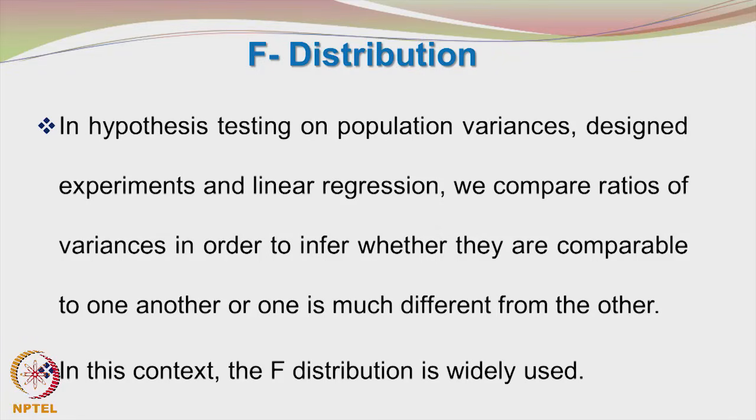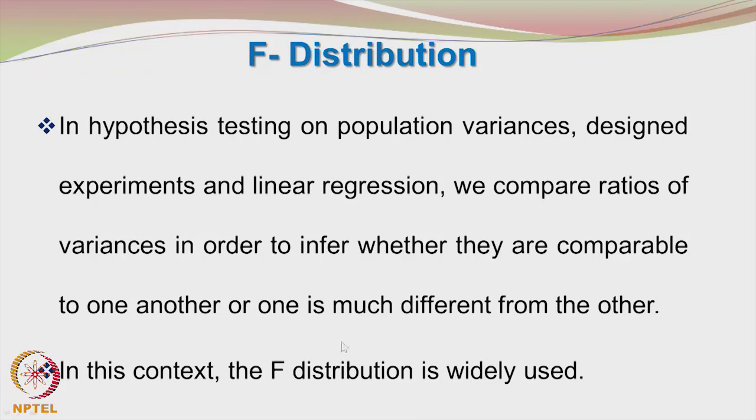Now we come to another important distribution called the F-distribution. The chi-square distribution is not really immediately used in design of experiments, but the F-distribution finds direct application, and the F-distribution is similar to the chi-square distribution, and it is based on that. So when you do hypothesis testing on population variances, designed experiments and linear regression, we compare ratios of variances in order to infer whether they are comparable to one another or one is much different from the other.